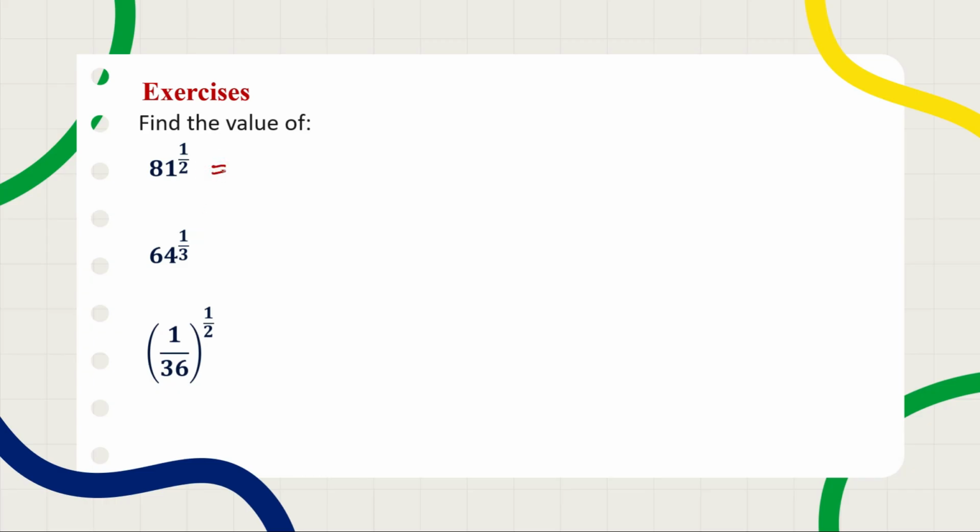Okay, check your answers with mine. Half means to find the square root of 81, which equals 9. Third means find the cube root of 64, and this is 4. For 1 over 36, we distribute the root to each part of this fraction, so it means find the square root of 1 over the square root of 36. The square root of 1 is 1, the square root of 36 is 6.